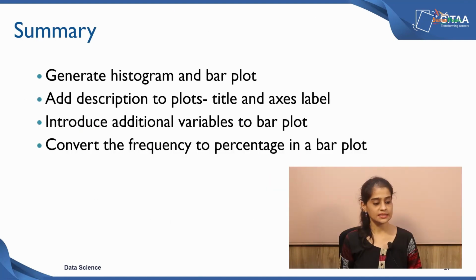So let's summarize. In this lecture we saw what histograms and bar plots are. We understood the primary difference between histograms and bar plots: histograms are used where you have numerical data, whereas bar plots are used when you have categorical data. We also saw how to add a description to the plots, the title and the axes, and we understood the effect of adding a third variable to a bar plot, and we also saw how to convert the frequency to percentage in a bar plot.